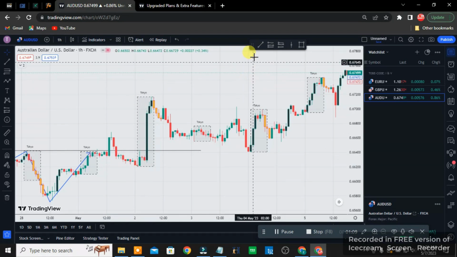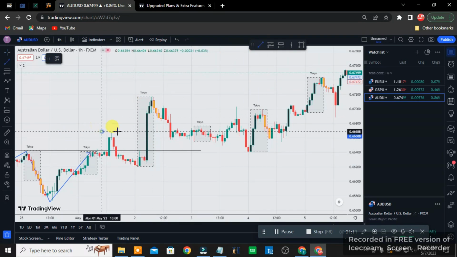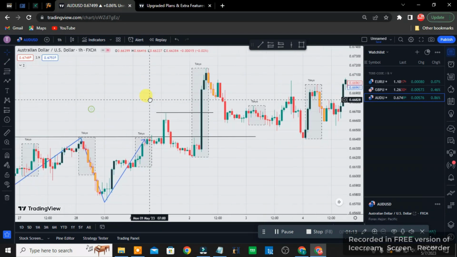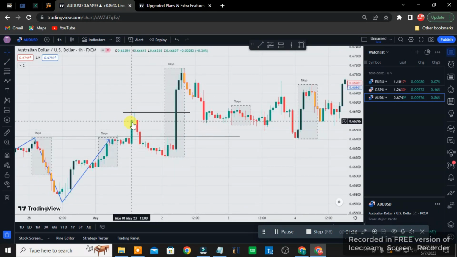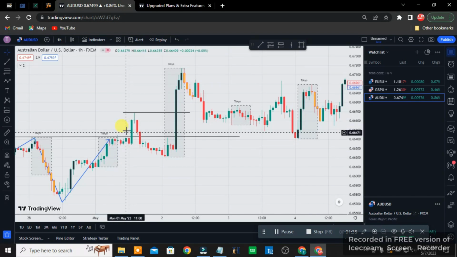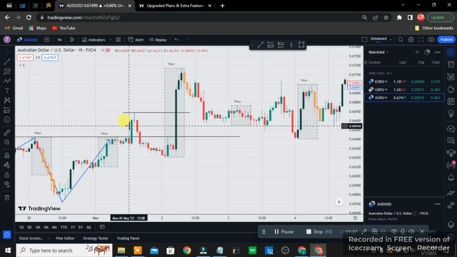I want to see price break above these highs, the highest point price got to after the breakout. Sometimes price might not retrace, it could just keep going up. It depends. There's no guaranteed way of price movement. But what I'm saying is, when you see a setup like this, you should know what to do.